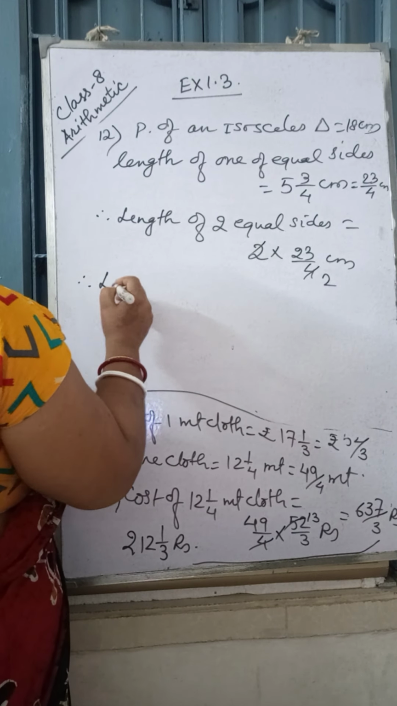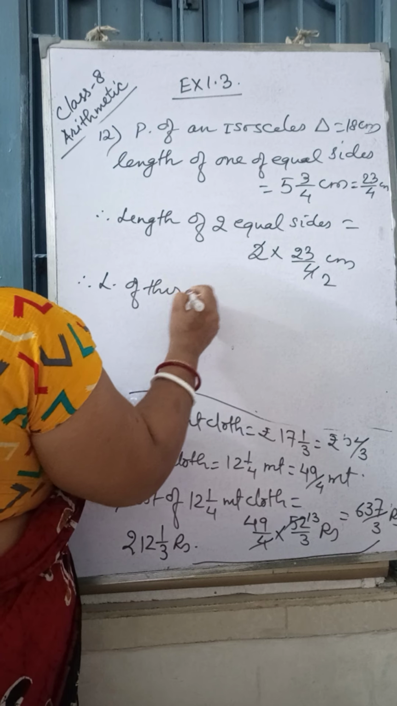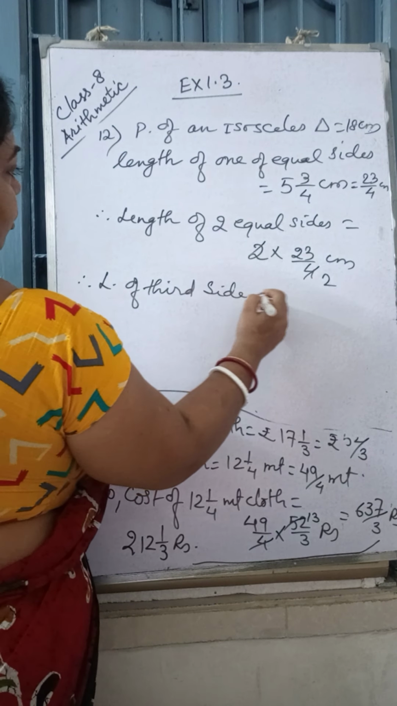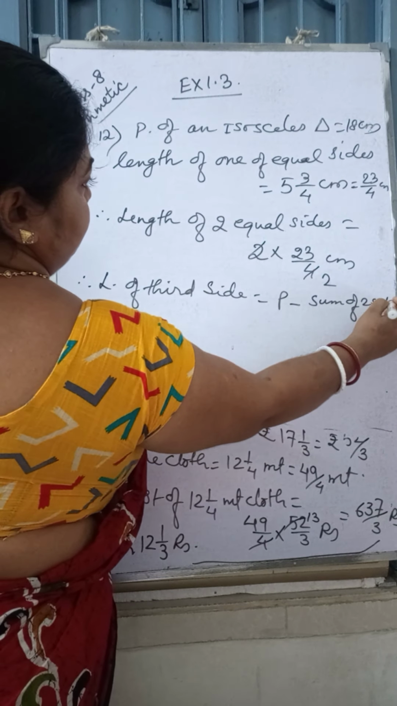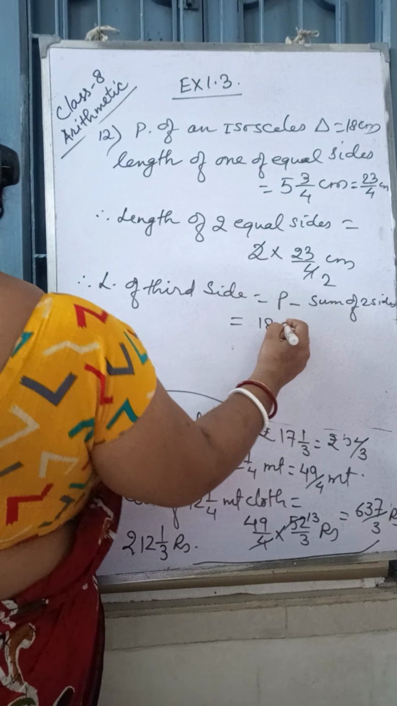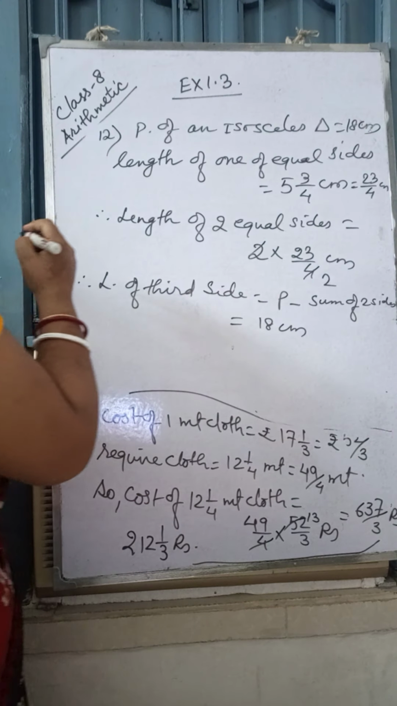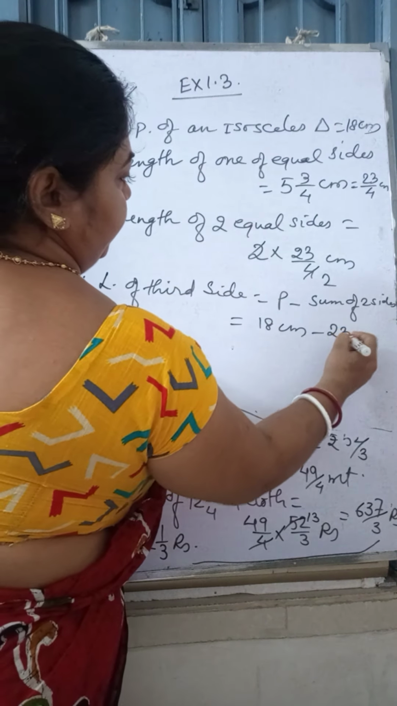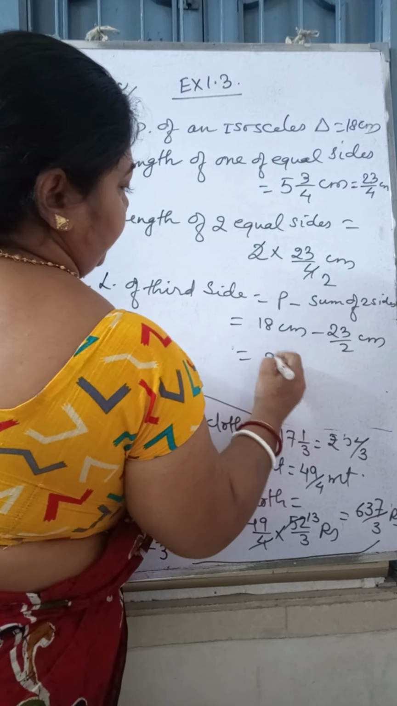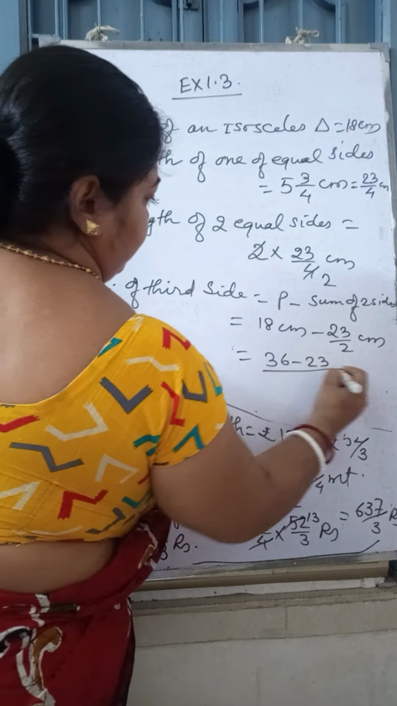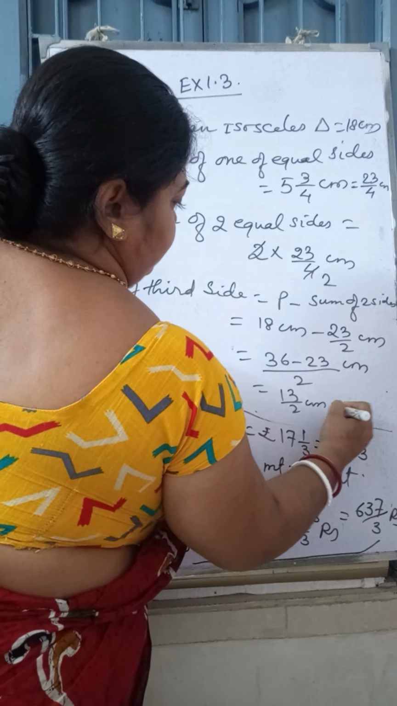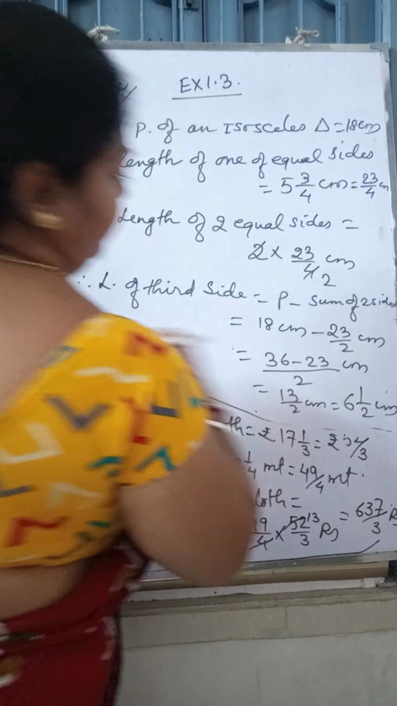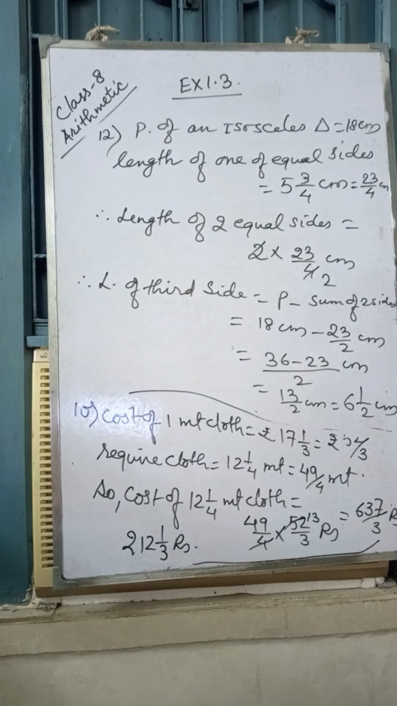So the length of the third side we have to find. So we'll do perimeter minus the sum of two sides. So perimeter we have 18 centimeter, minus 23 by 2 centimeter, or it gives you 36 minus 23 by 2 centimeter, or 13 by 2 centimeter. 6 and 1 by 2 centimeter is the length of the third side. Then look at number 13.